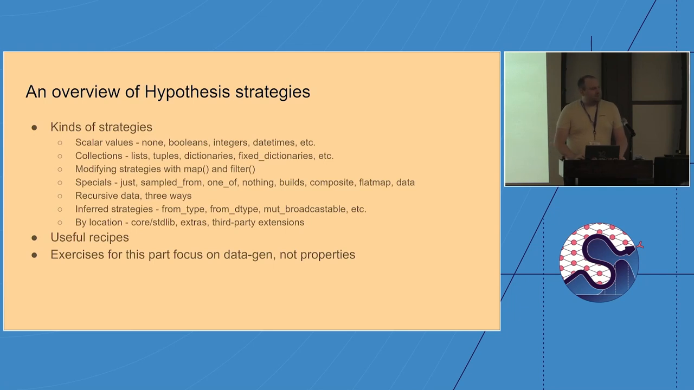That's a relief. So I tend to think about Hypothesis strategies, we call them strategies because the word generator was already taken in Python, as coming in a couple of different categories. The first is for scalar values, things like None, booleans, dates, datetimes, numbers, text, that sort of stuff. There are also collections of those, lists, tuples, dictionaries, etc. And then we get into the more specialized stuff. You can modify all your strategies by mapping and filtering with whatever callable you like. There are certain special strategies like just and sampled_from, and a few ways to do recursive data, because that does come up in practice. And then we'll talk about how to infer strategies so that you don't have to write them out by hand all the time, because that can get a little tedious.